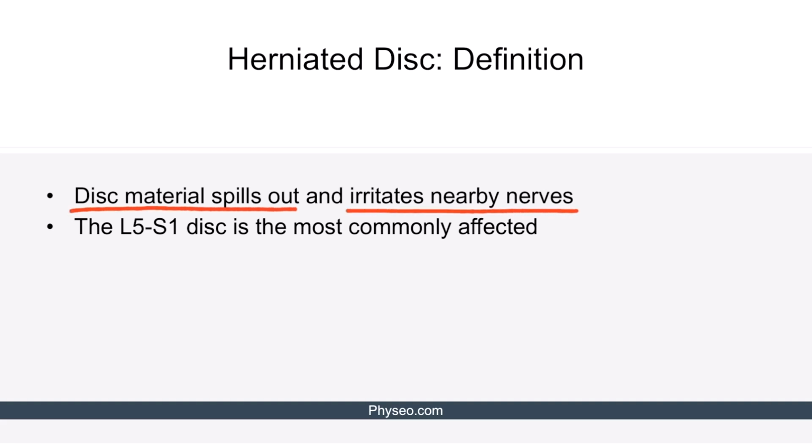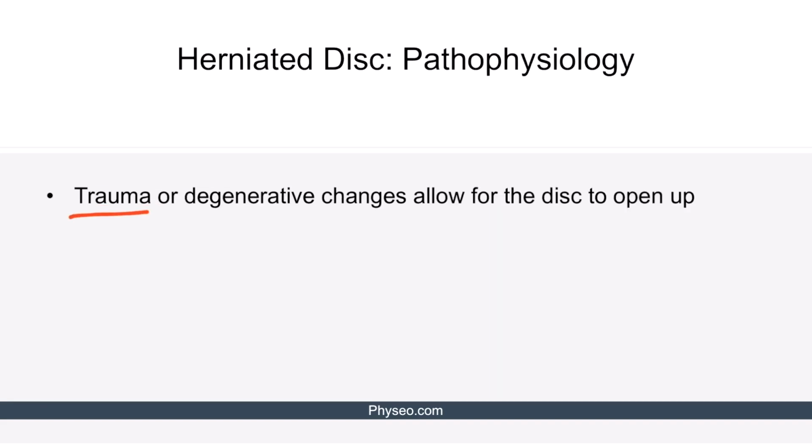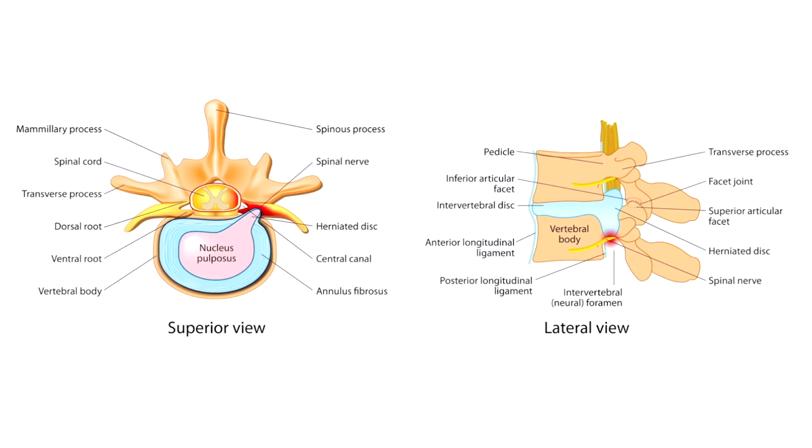This almost always occurs in the lumbar spine, with the L5 to S1 disc being the most commonly affected. Trauma or degenerative changes are usually responsible for the disc opening up and spilling some of its contents. Here we see an image depicting a herniated disc. In the image on the left, we see a superior view of the vertebrae, spinal cord, and intervertebral disc.